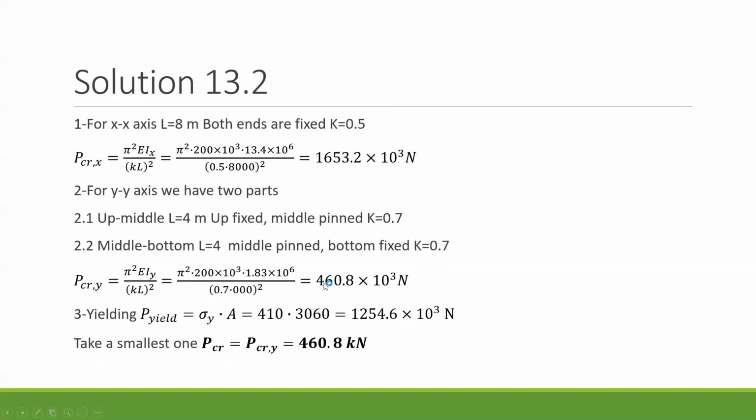This is equal to 460.8 kilonewton. Also, the yield stress force we computed is equal to 1,284.6 kilonewton. So we compare all the forces. The most critical one is the P critical Y, which is equal to 460.8 kilonewton.